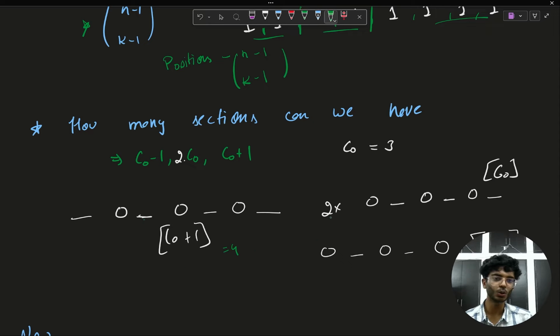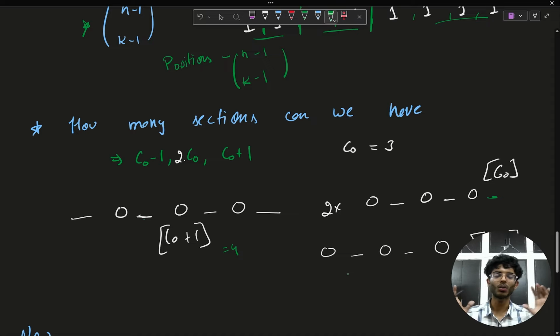And similarly, we can have exactly C0 number of sections. How? We'll place 3 zeros and we'll leave one of the endpoints free. In the other possibility, we leave the other endpoint free and this one as a section. So we can have 2 times C0 number of ways of getting C0 sections. And we can also have C0 minus 1 number of sections. That is, we place both the zeros at the endpoints. So in this case, we'll have just these 2 sections where I can place ones and twos.